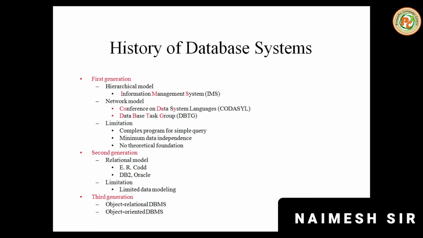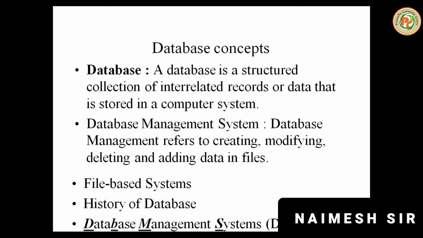But again, there are some limitations for the second generation, and that is limited data modeling. So you cannot create as meaningful data as in the third generation. So the third generation was created. Right now we are using the third generation of the database, that is the object relational database. It means RDBMS is there, but ORDBMS, or we can also say object oriented DBMS. Okay, so this is the generations of database management system.